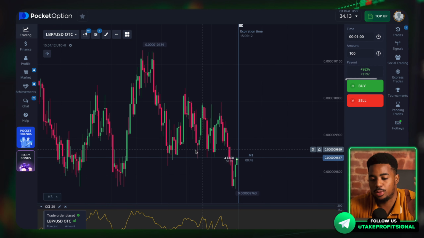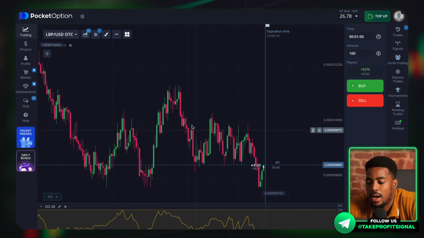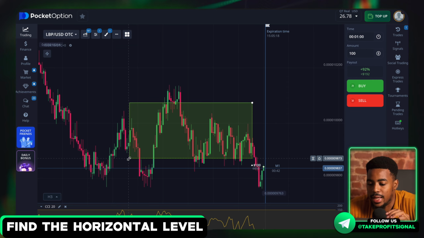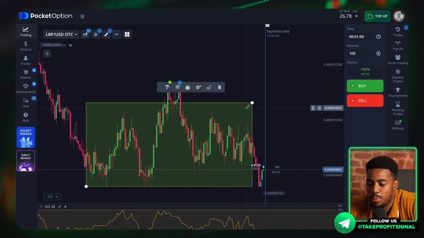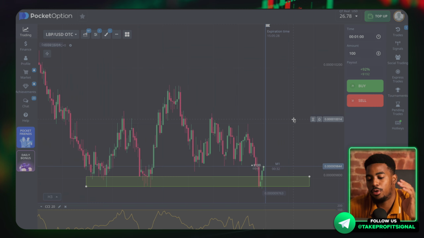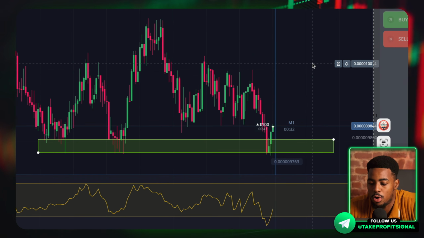Guys, let's open a trade right now using the strategy, and I'll explain its essence to you. First, you need to find any horizontal level. I hope you know how to find a horizontal level because it's very simple. For a standard example, this is the most typical situation you will be trading.